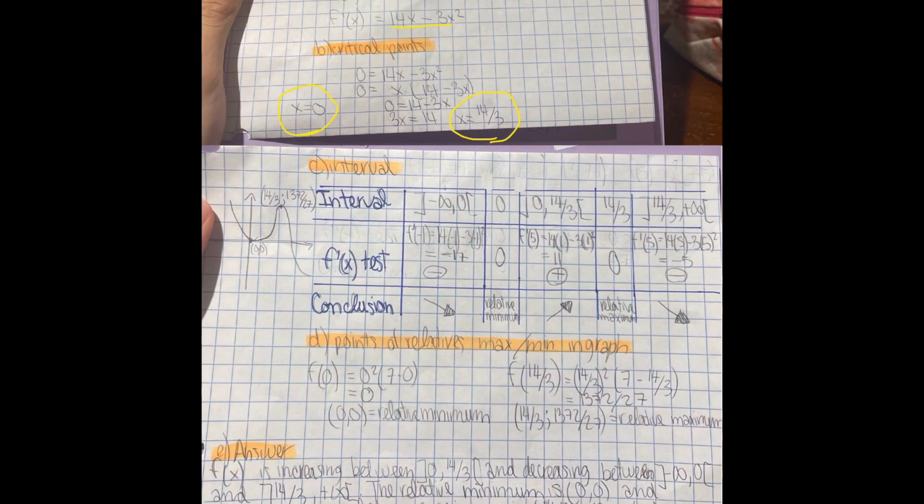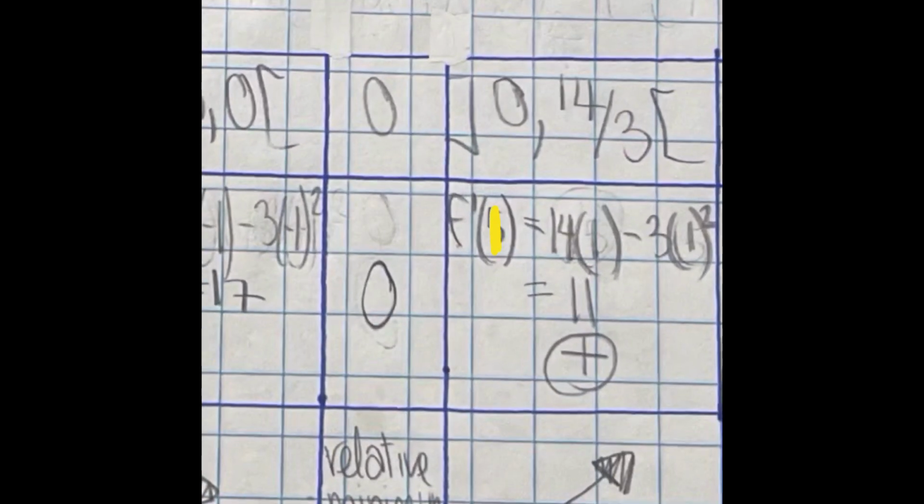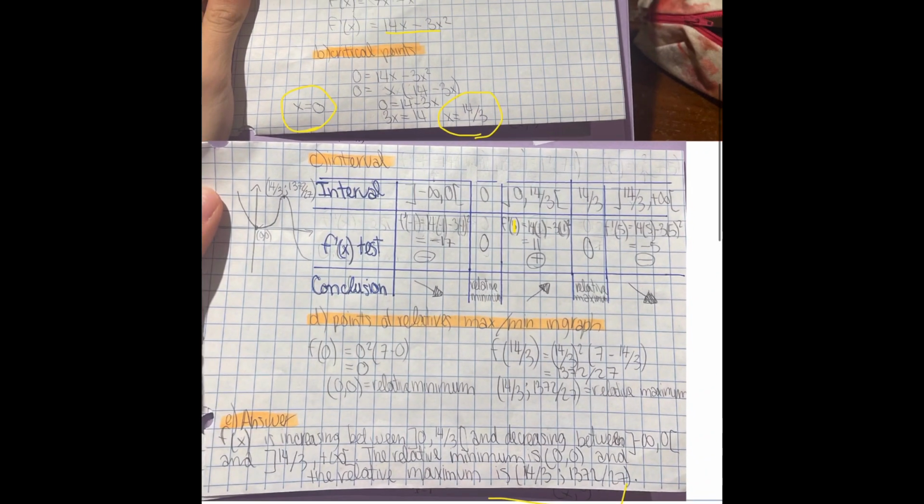So now I can find whether my different intervals are increasing or decreasing. Between minus infinity and 0, when I use a test value of -1, it's going to give me minus 17, which is negative. Then at my critical point of 0, it's going to give me 0. Between 0 and 14 on 3, if I use a test value of 1, it's going to give me 11, which is positive. For 14 on 3, it's going to give me 0. And between 14 on 3 and plus infinity, it's going to give me -5, which is a negative number.